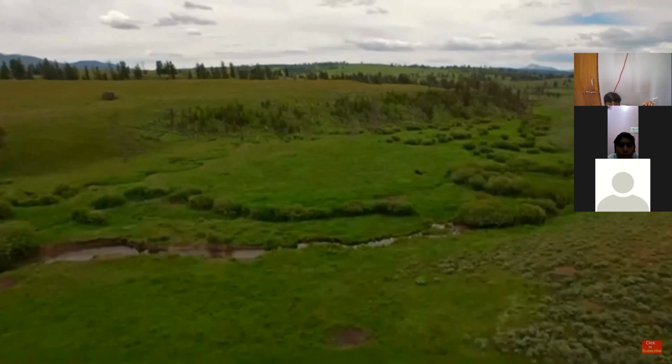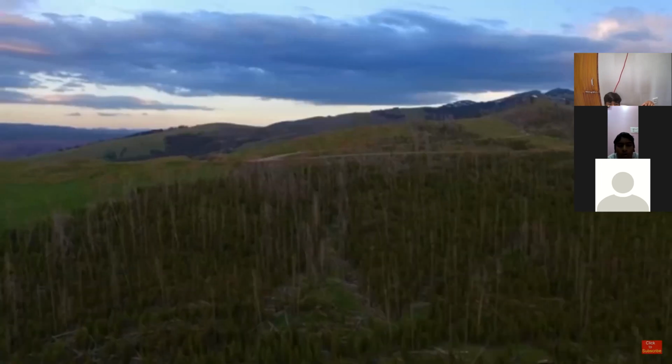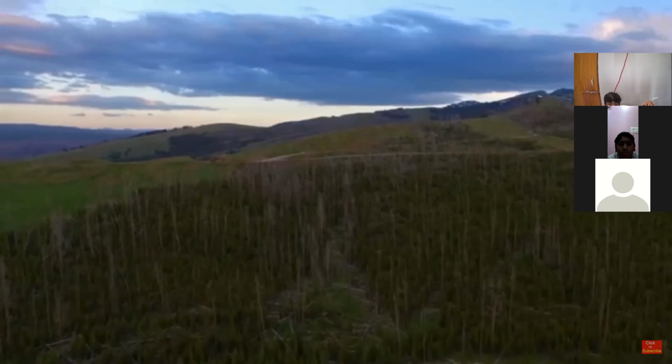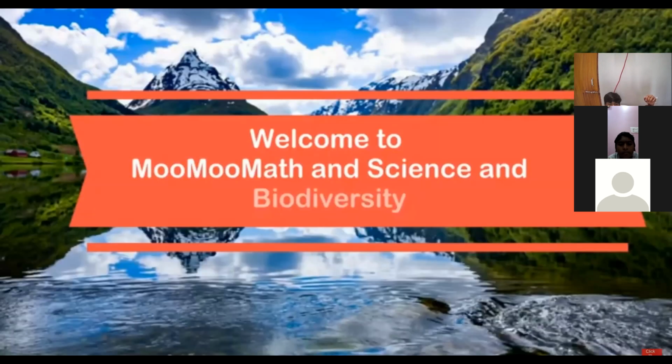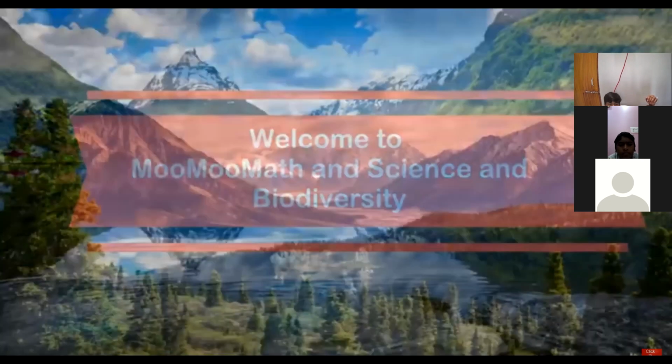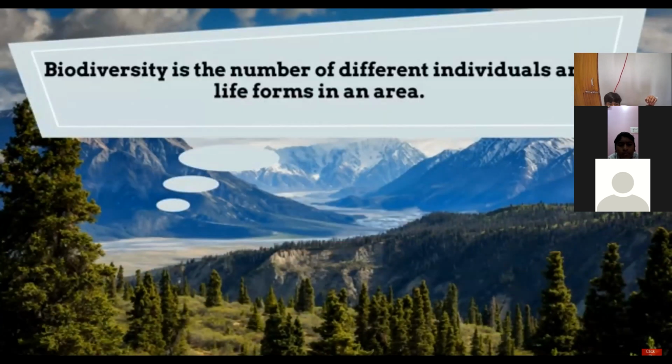The variety of life found at Yellowstone allowed the ecosystem to recover and is an example of why biodiversity is important to an ecosystem. Biodiversity is the variety of life in an area that is determined by the number of species in that area. In simple terms, biodiversity is the number of different individuals and life forms in an area. As biodiversity increases, so does the health of the ecosystem.